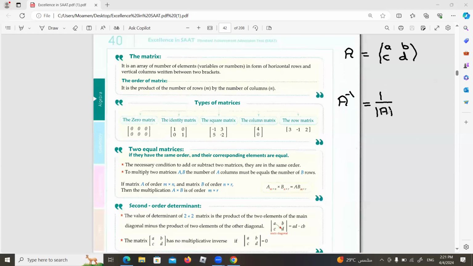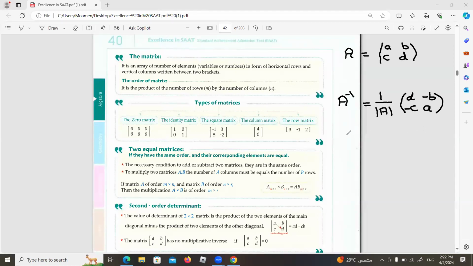This sign is called, in the matrix, the determinant. So I get the determinant and write 1 over the determinant, multiplied by the cofactor. What is the cofactor? For the matrix, it means you flip the main diagonal elements. The main diagonal elements are A and D. Flip them, so it will be D and A. And change the sign of the other diagonal. It will be negative B and negative C.